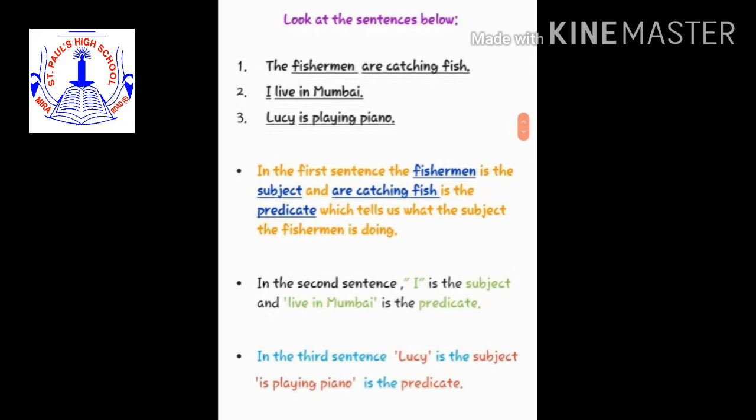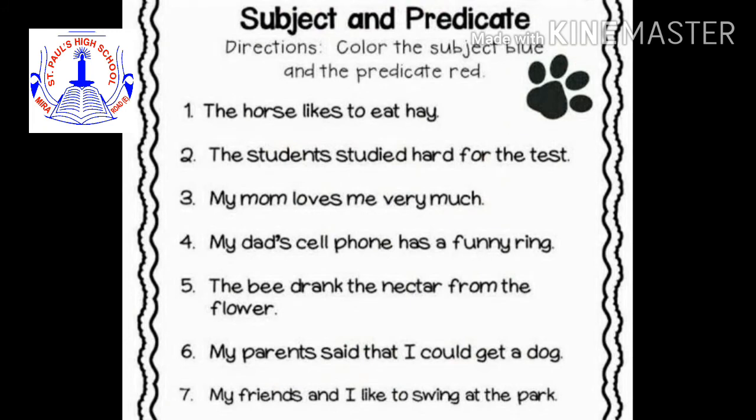Okay, students? In short, I will explain again. The sentence is divided into two parts, that is subject and predicate. Now in a sentence, if we are talking about a person, place, animal, or thing, that is the main subject. And what we are saying about that place, person, or thing, that is the predicate. Is everyone understanding? Okay students, I hope the second part is clear to everyone.